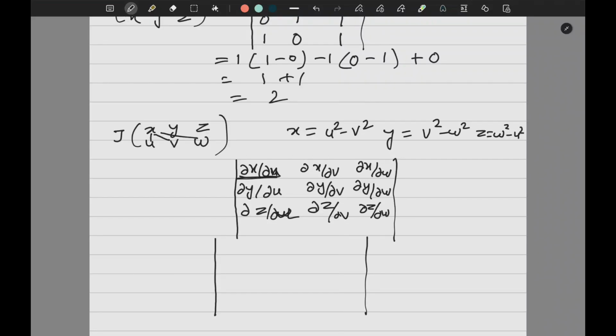What is dou X by dou U? It is 2U. Okay. What is dou X by dou V? Minus 2V. What is dou X by dou W? 0. Correct? Now dou Y by dou U is 0. Dou Y by dou V is 2V. And dou Y by dou W is minus 2W. Dou Z by dou U is minus 2U. Dou Z by dou V is 0. Dou Z by dou W is 2W. Now you can directly solve it.